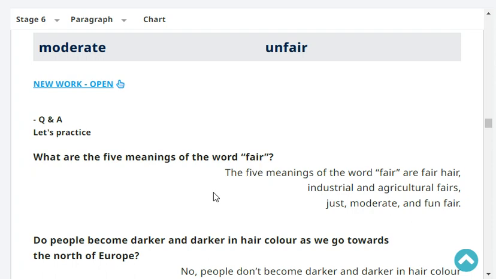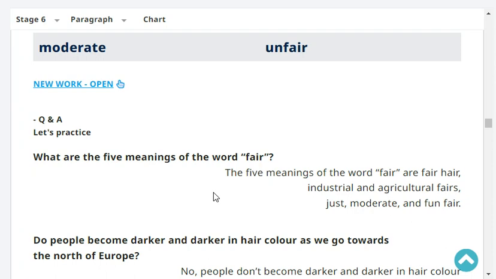Okay, what are the five meanings of the word fair? The five meanings of the word fair are fair hair, industrial and agricultural fairs, just, moderate, and fun fair.